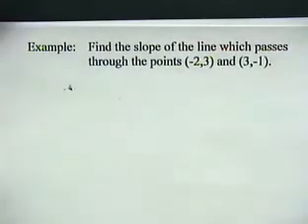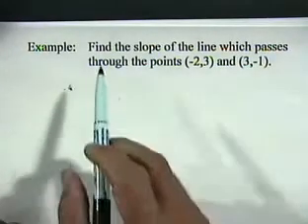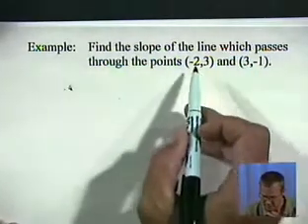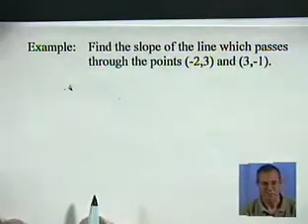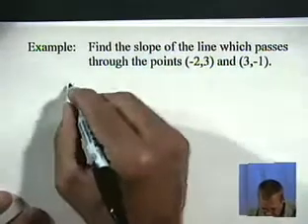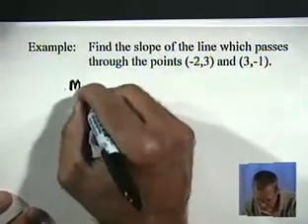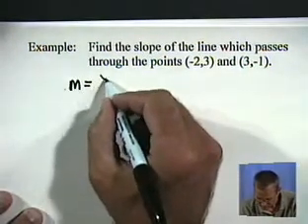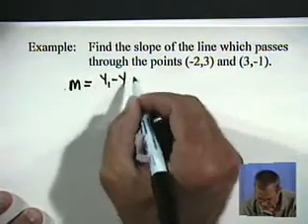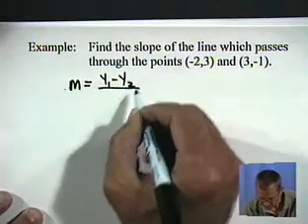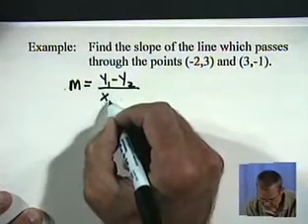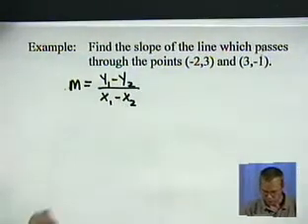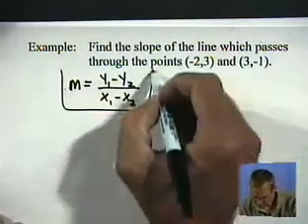Here's the typical example that you may see on your homework. Find the slope of the line which passes through the 2 points, (-2, 3) and (3, -1). Let me go ahead and remind ourselves what the formula for slope is. It's the difference in the y values, y1 minus y2, divided by the difference in the x values, x1 minus x2. Okay, so we'll just remind ourselves of that formula.